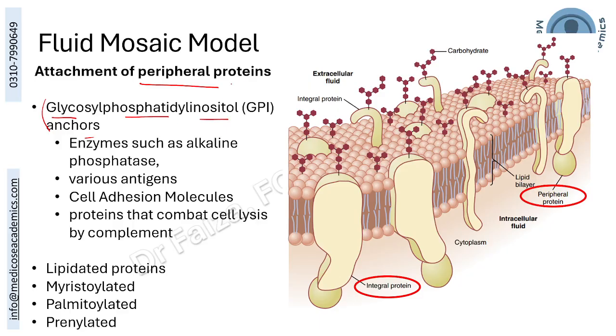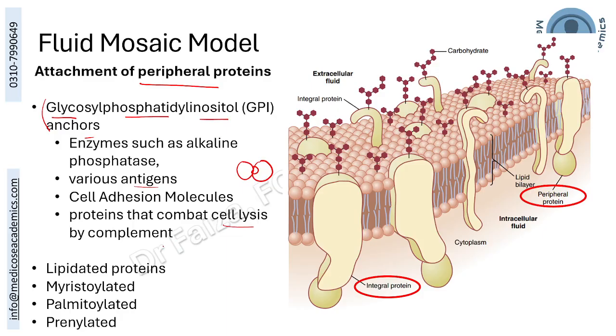Functions of peripheral proteins include acting as enzymes, for example, alkaline phosphatase. These might act as antigens for cellular recognition, may act as cell adhesion molecules for adhesion of one cell to another cell, and these proteins may also act to combat cell lysis by the complement cascade, so they also have a role to play in immunity.